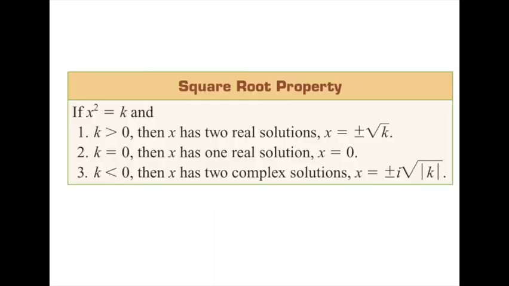Property. If x squared equals k, and then there's some scenarios, if k is larger than 0, you're going to have two real solutions. So let's say you have 16, that's bigger than 0. Well, if x squared equals 16, it's going to equal the positive or negative root of that, positive or negative 4. If it equals 0, you're only going to have one solution because the square root of 0 is just 0. You don't have positive or negative 0.